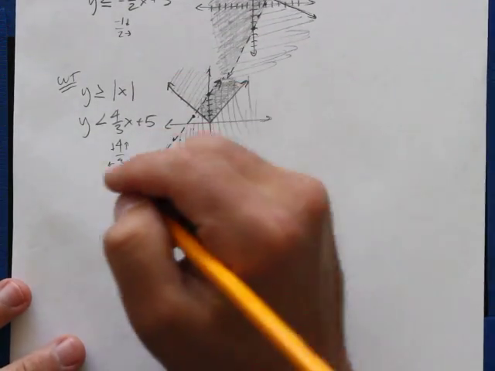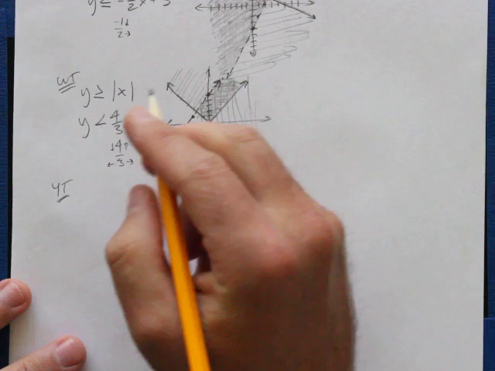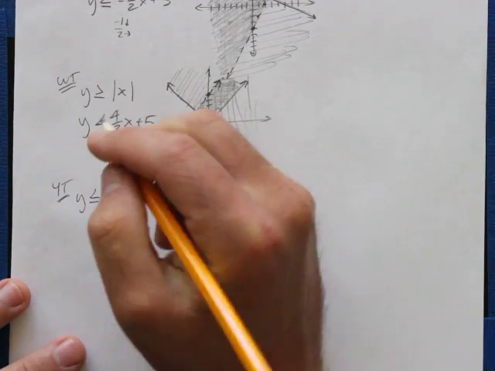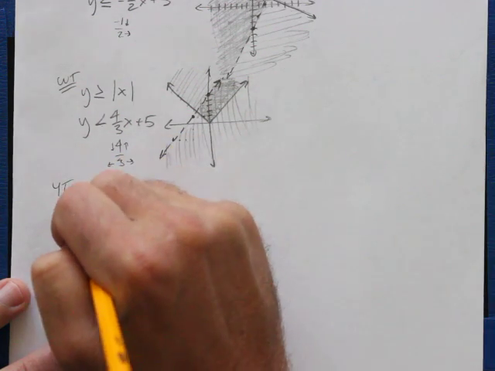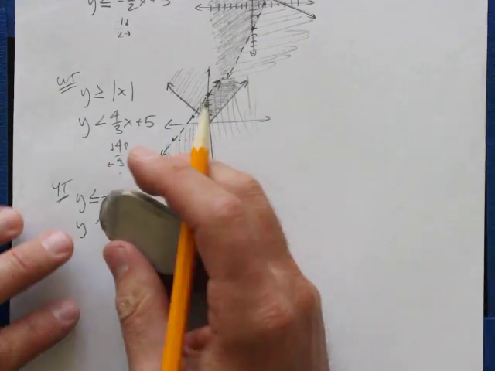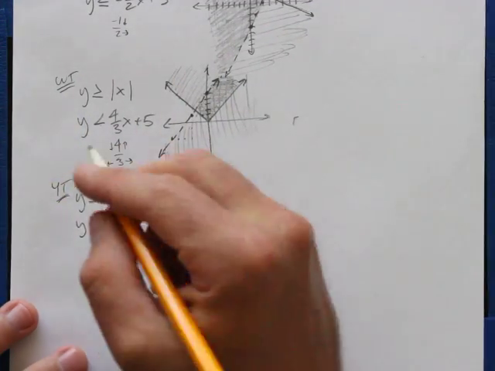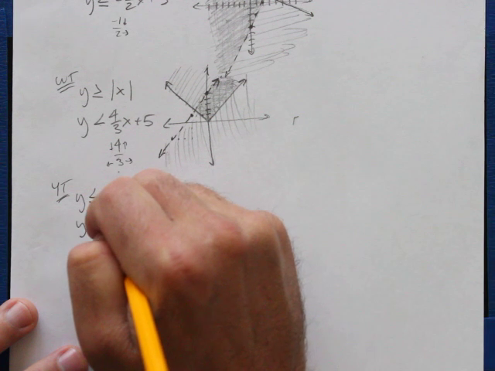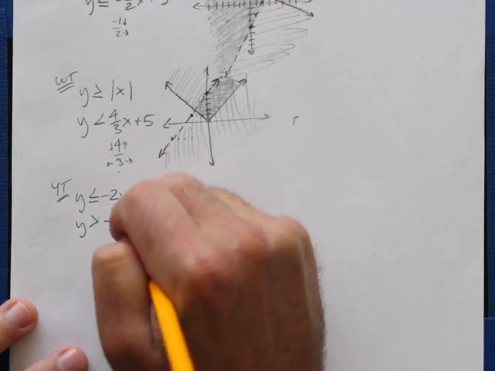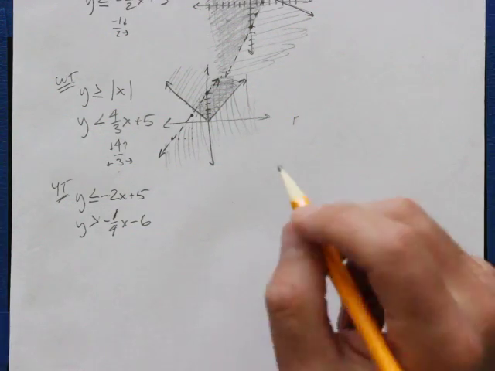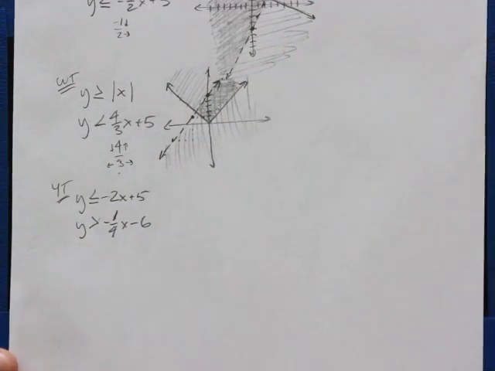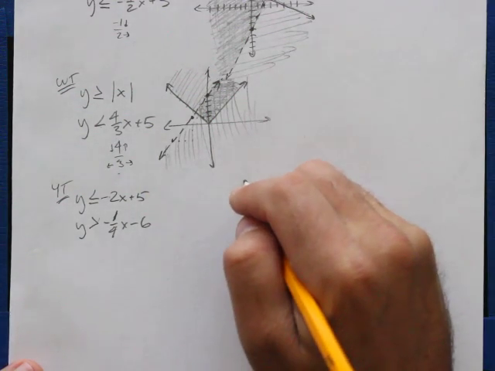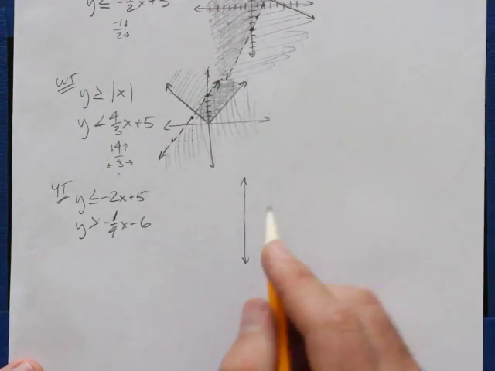Let's do one more. This one definitely I'd like you to try on your own. Y is less than or equal to -2x plus 5, and y is greater than, goodness, why am I doing this backwards? Y is greater than -1/4 x minus 6. Okay, so go ahead and pause and do this work. Go. All right, now I am going to do this. Let's see how you guys did. Let's check your work with mine.